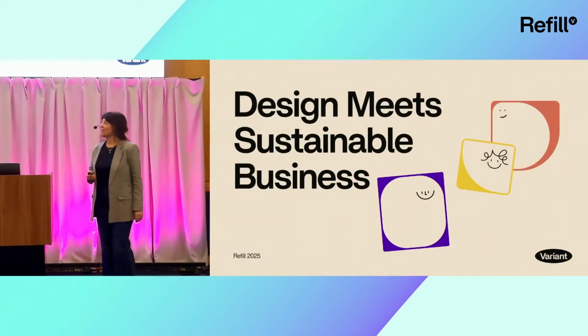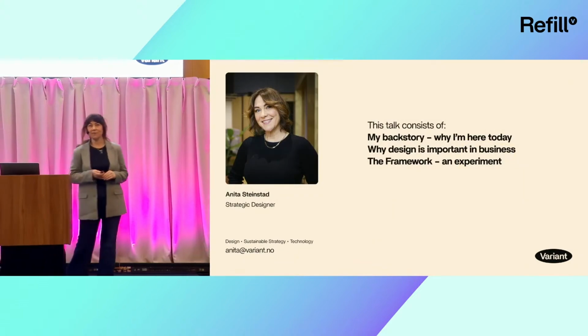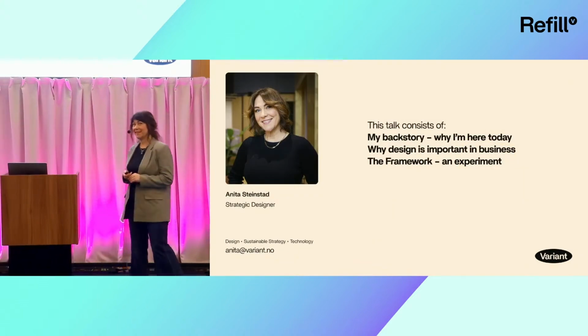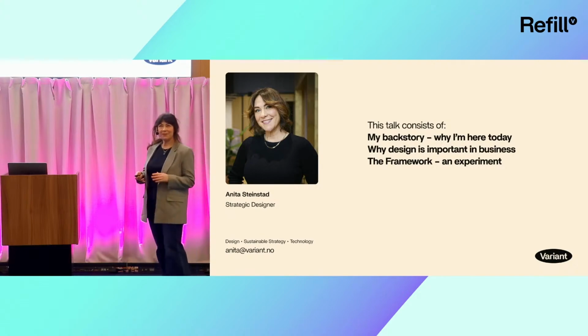I'm here to talk about design meets sustainable business. And my name is Anita Steinsted, and I work at Variant Bergen in Norway. And my title there is strategic designer. But I'm not so bothered about titles. I'm more concerned about what I do and how I do it.